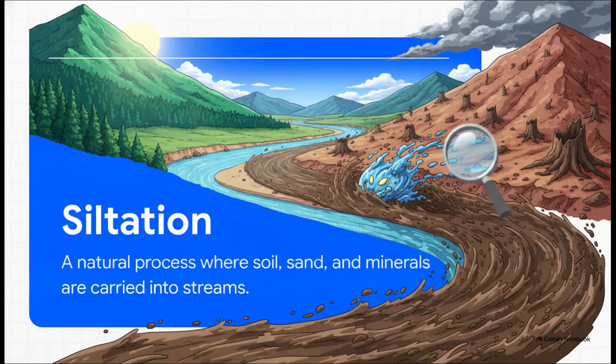Crazy, right? A really prime example of this is a process called siltation. This is a baseline natural phenomenon where soil, sand, and minerals are naturally carried by water into streams and rivers. It happens every single day. However, and this is a crucial caveat, human activities like indiscriminate deforestation loosen the soil, and that allows floodwaters to wash massive amounts of silt from mountains into water bodies at a dangerously accelerated rate. So nature starts it, but humans put it in overdrive.